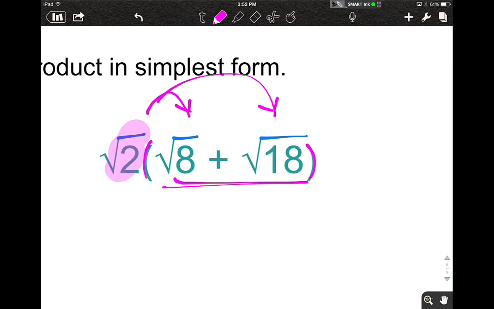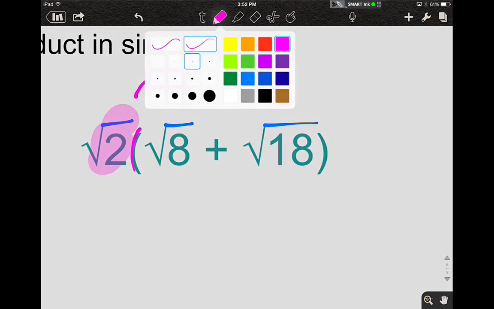If these were like terms, you could put them together first. Are they like terms? I guess I have an 8 and an 18. Would they turn into like terms, I wonder? I don't know, maybe. Should we try it? Maybe we should simplify these first. Let's give it a whirl.